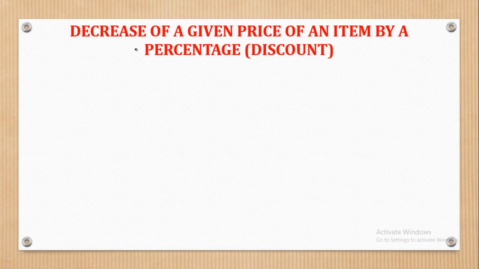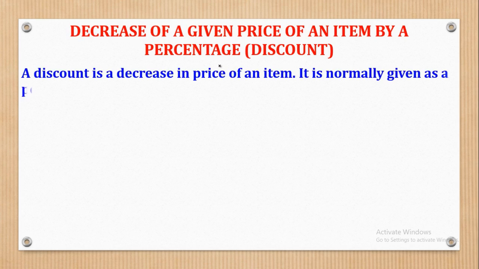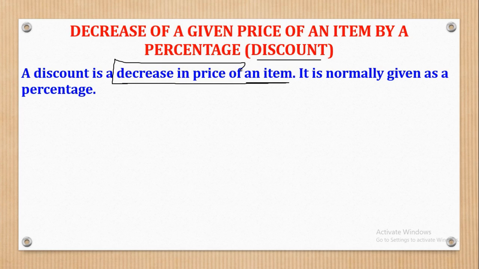Sometimes we can be given the old price and the percentage decrease, and they ask for the new price. So that is what we are going to look at this time. Like we said in the previous slide, decrease means discount. Now what is a discount? A discount is a decrease in price of an item, and it's usually given in form of percentage. So always note that a decrease in price of an item is what we call a discount. So know that term.